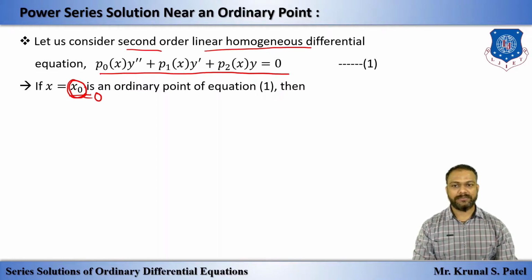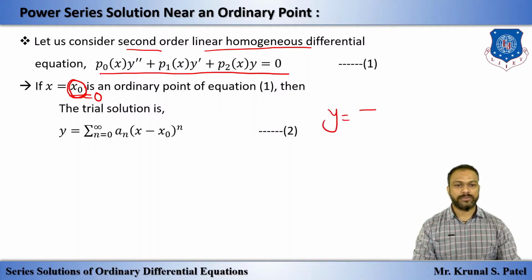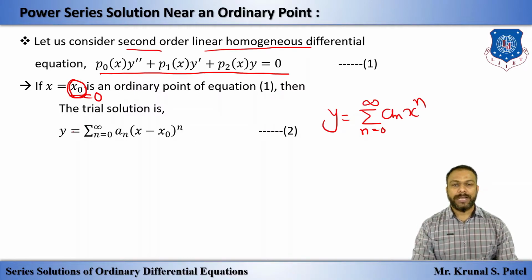So if x is equal to x0 is an ordinary point of equation 1, then the trial solution is y is equal to sigma n is equal to 0 to infinity a n times (x minus x0) whole raised to n. If this x0 is 0, then this becomes y is equal to sigma n is equal to 0 to infinity a n x raised to n. That we have to compulsorily remember. I am just explaining this method, that's why I am using x0.